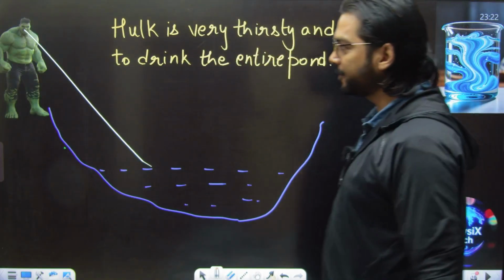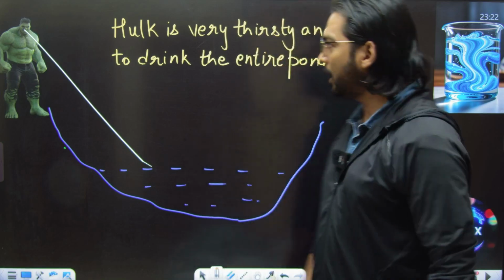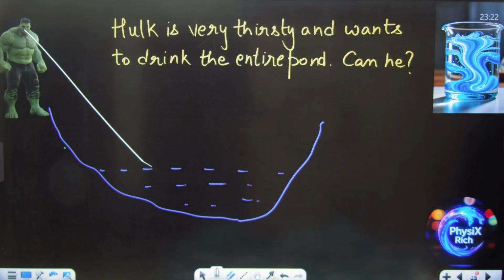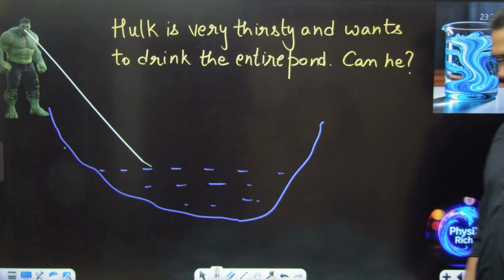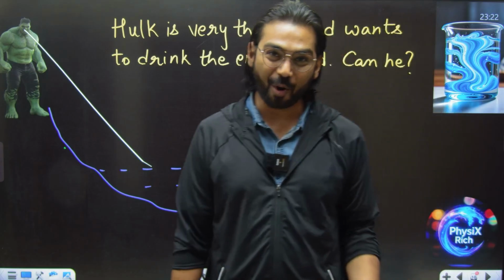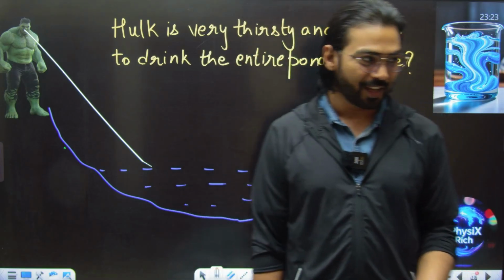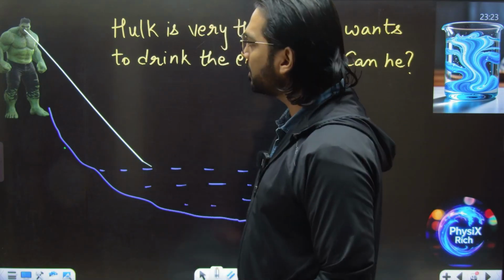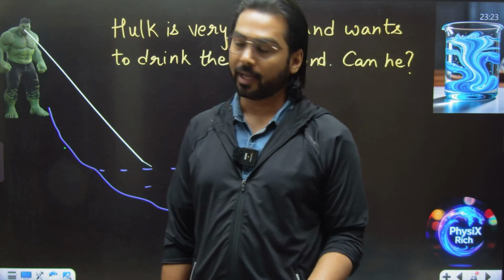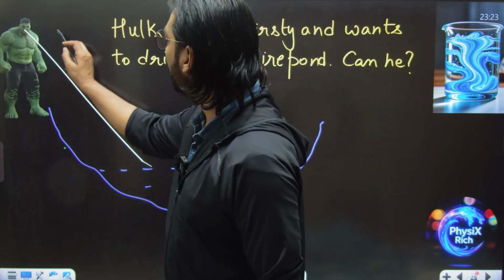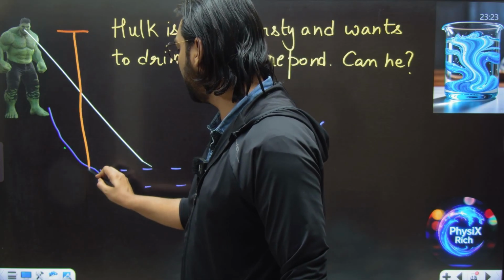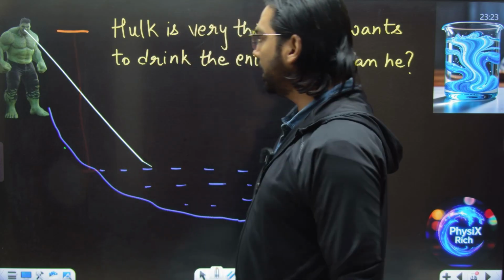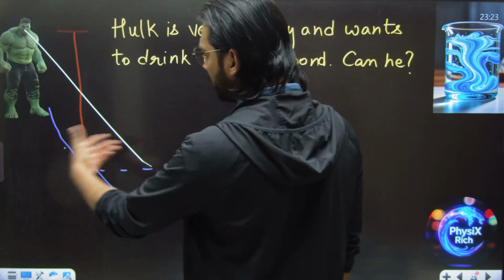Next, we have a situation. Hulk is very thirsty and he wants to drink the entire pond. Can he drink the entire pond even if he is very, very thirsty? So, my dear students, the answer is, well, it depends. It depends upon what is the difference between this point and this point. Now, he wants to drink the entire pond.